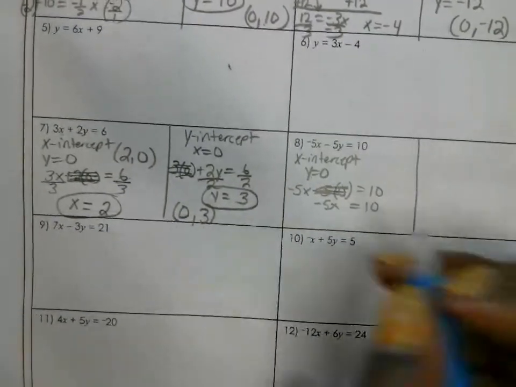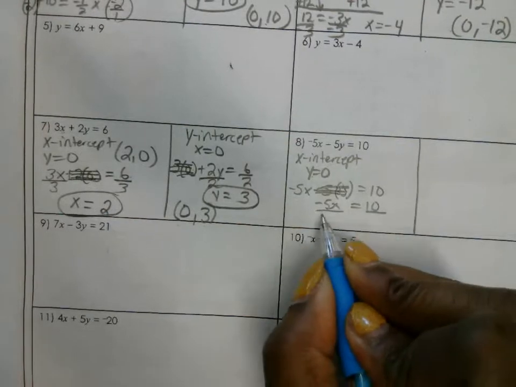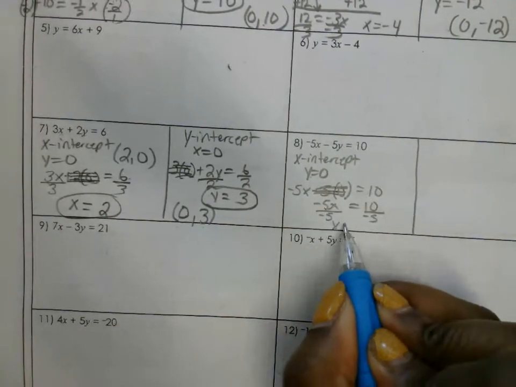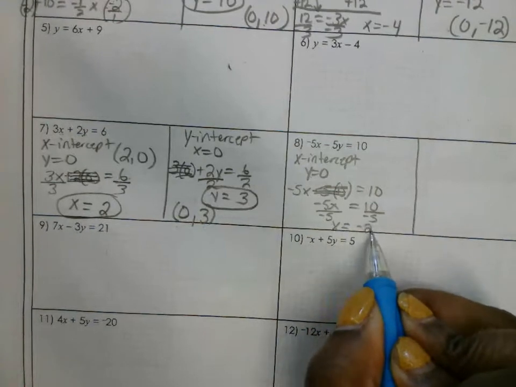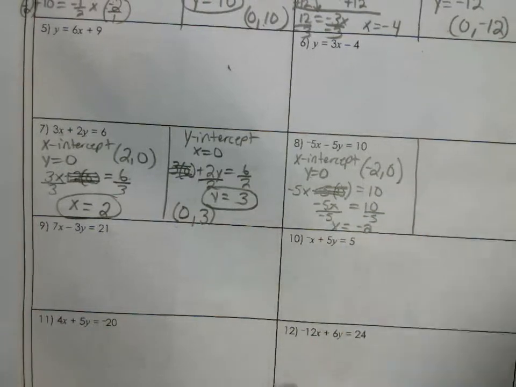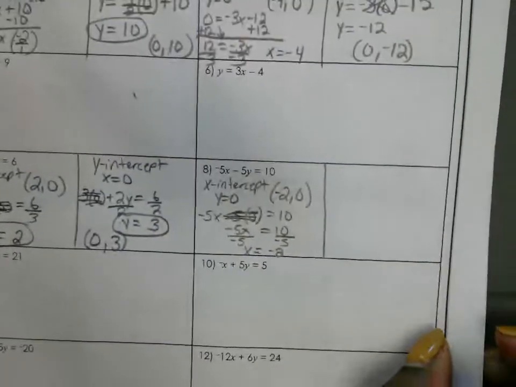All right, so we're going to divide both sides by a negative 5. We divide both sides by a negative 5, we get x is equal to a negative 2. So your ordered pair is negative 2, 0. Okay.